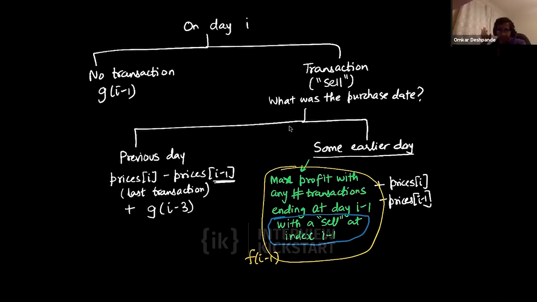So there cannot have been any other activity on day I minus 1 or day I minus 2. Because I minus 1 is basically our buy date, right? And then I minus 2 will be the cooldown. So I minus 3 will be the previous transaction date, the maximum allowable date for the previous transaction. Got it. Yeah. Thank you.